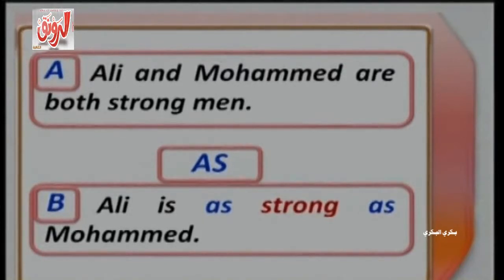As is used as an agent of comparison. As is used to show comparison, and they are the same now in strength. Ali is as... As is followed by an adjective only. Only an adjective is put between as and as. Ali is as strong as Muhammad.